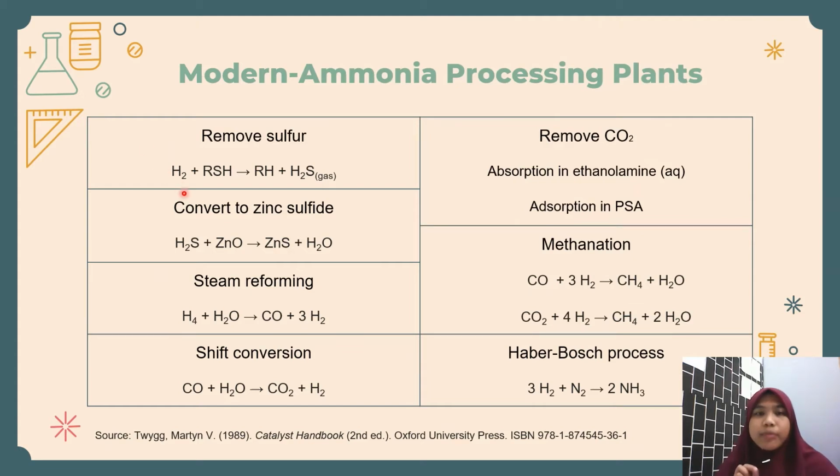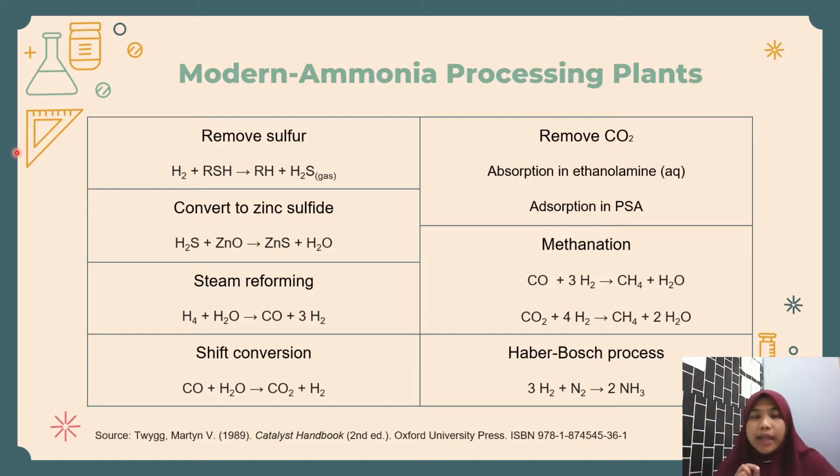A typical modern ammonia-producing plant first converts natural gas, liquefied petroleum gas, or petroleum naphtha into gaseous hydrogen. The method for producing hydrogen from hydrocarbons is known as steam reforming. The hydrogen is then combined with nitrogen to produce ammonia via the Haber-Bosch process.